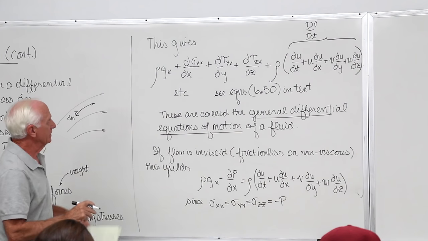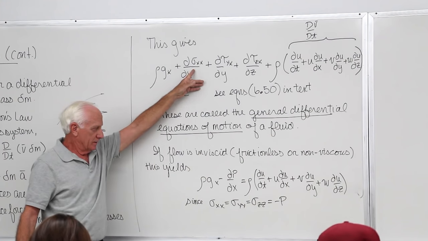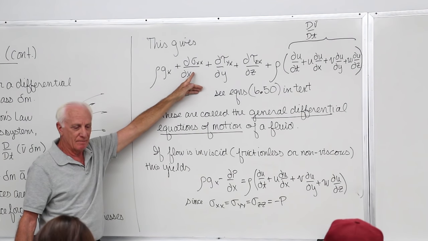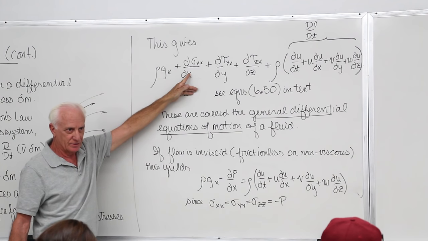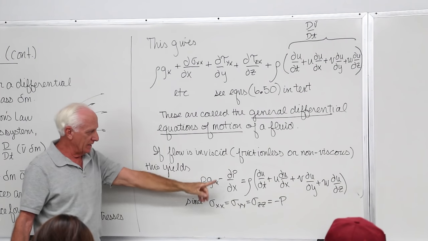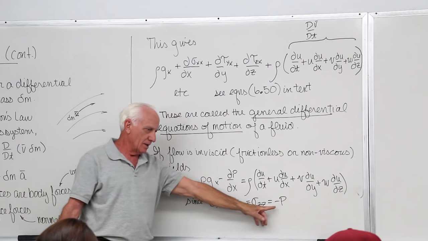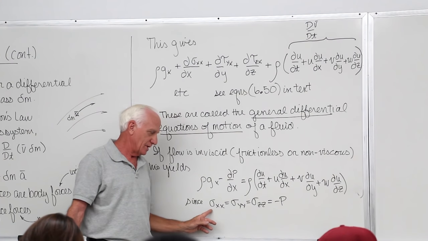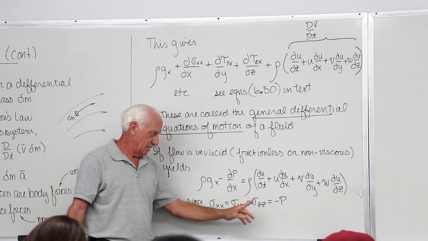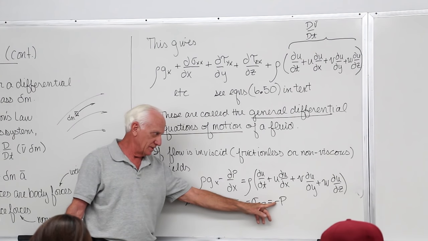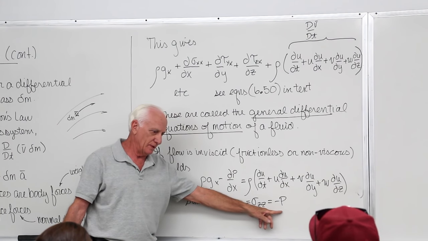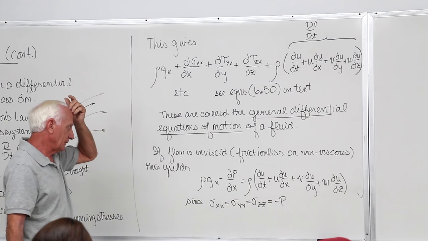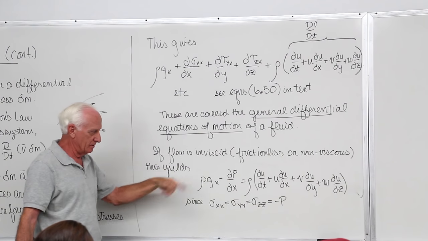where you replace the sigma xx, which is a normal stress, with the pressure. Pressure is a compressive normal stress. What does compressive mean? It's a negative sign on sigma. A compressive stress is a negative sign. So the stress on the x face is compressive, that's what the minus means, and it's called the pressure. So in a fluid, that's what we have. If it's inviscid, it has to be inviscid.